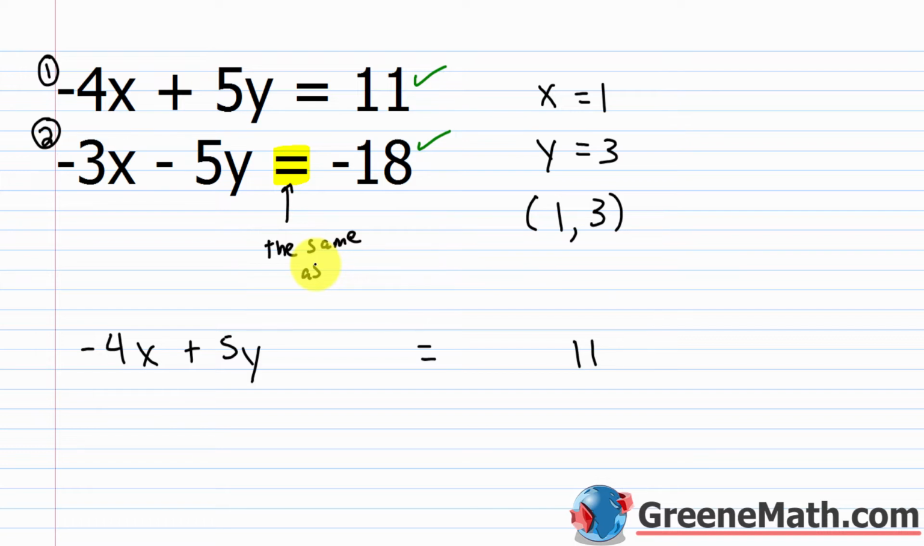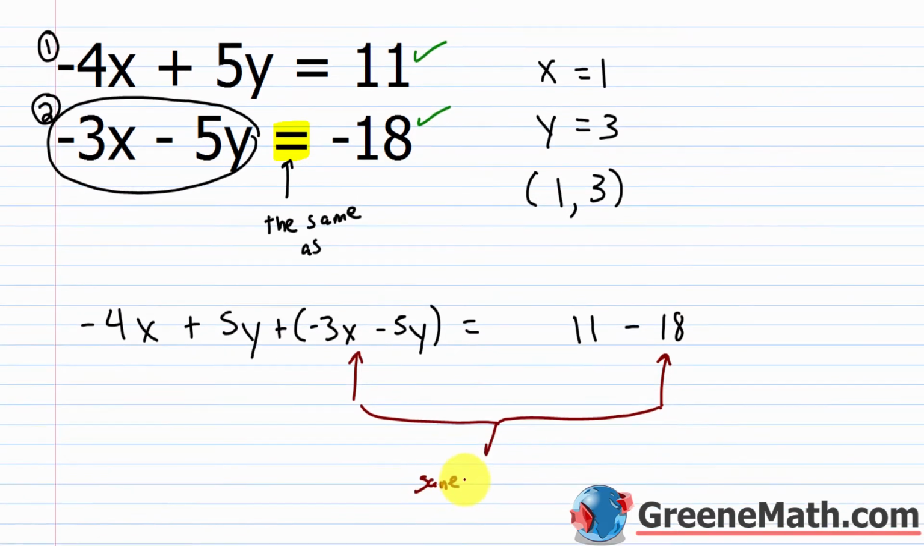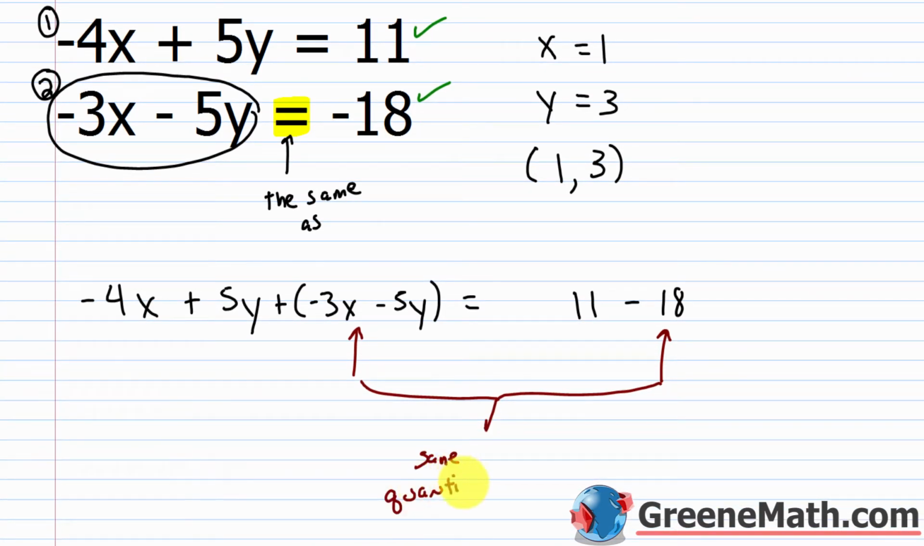So what that means is that I can add this to this side of the equation, so plus -3x minus 5y, and add this to the other side of the equation, and I've added the same quantity. This is equal to this, so I can add them to both sides of the equation legally. It's the same thing as when I added 3 to both sides of the equation. It represents the same amount, the same quantity. So that's why we're legally able to do that.